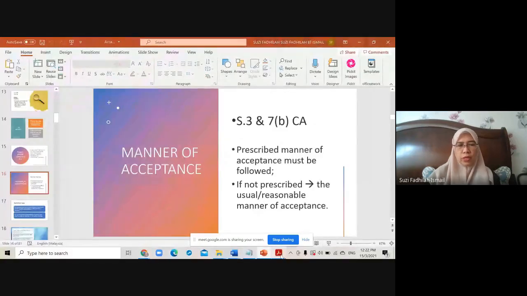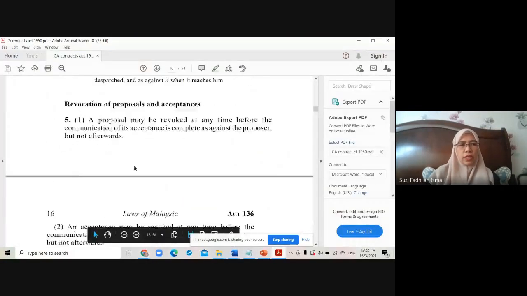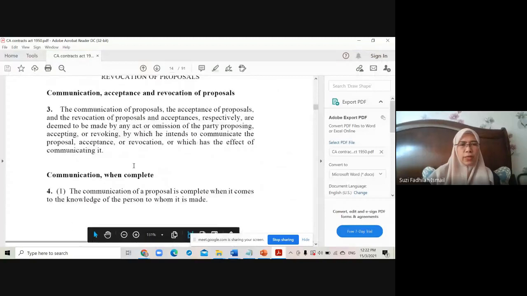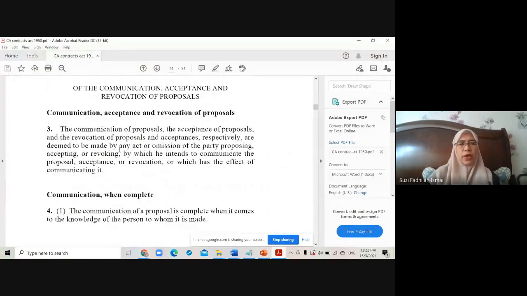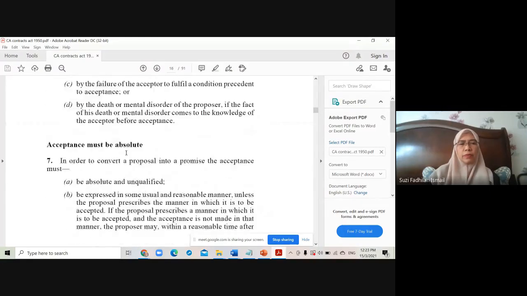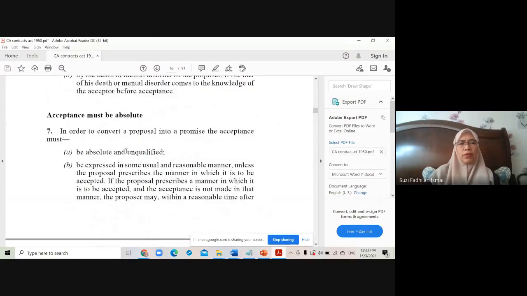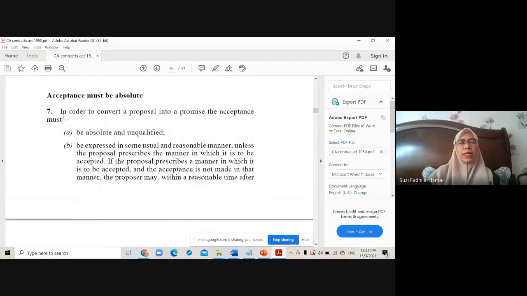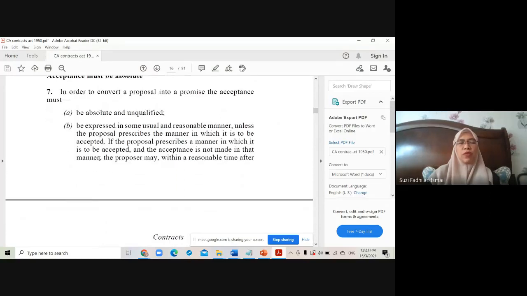Section 3 talks about communication. Generally, this is a general provision because it covers communication of acceptance and revocation of proposal, acceptance of proposal, whatsoever. And then section 7. Here 7B. Just now we were discussing 7A. Now we move to 7B.